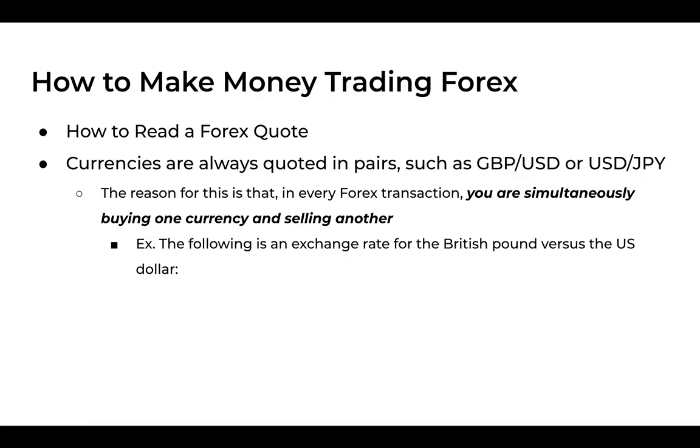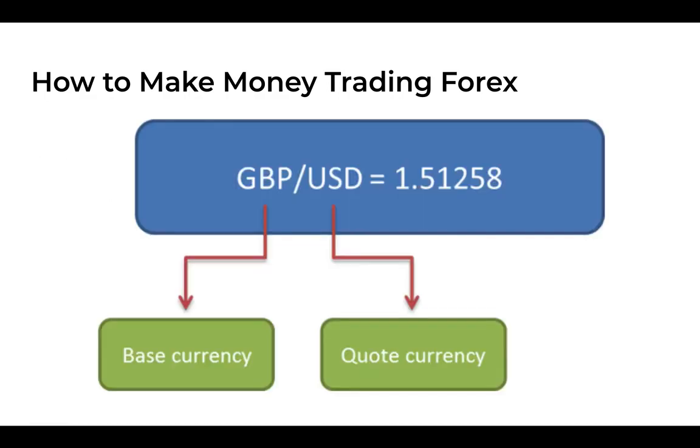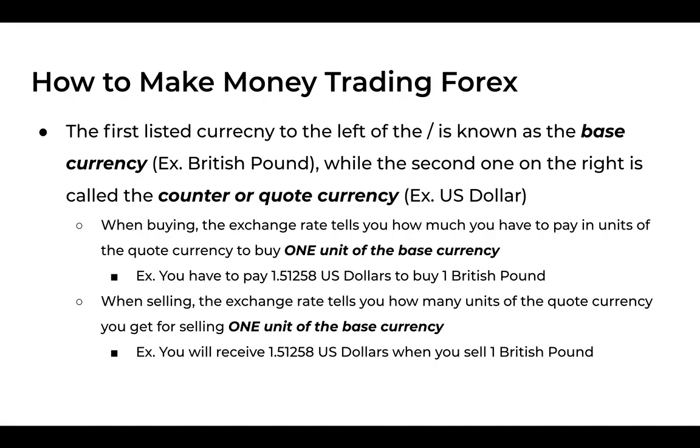The following is an exchange rate for the British pound versus the US dollar. Here's a visual explanation and something that you will see when you go onto a brokerage to actually trade. You can see here we have GBP USD, and the price is $1.51258. Basically there is a base currency in every single quote, and there is a quote currency. The first currency will always be the base currency, and the second one will always be the quote currency. The first listed currency to the left of the slash is known as the base currency, while the second one on the right is called the counter or quote currency.